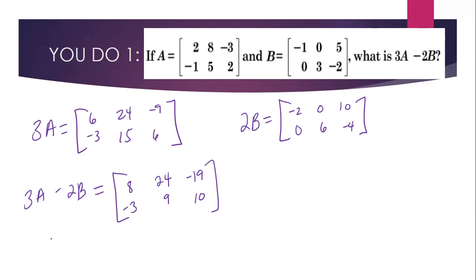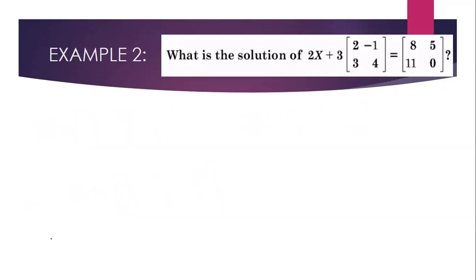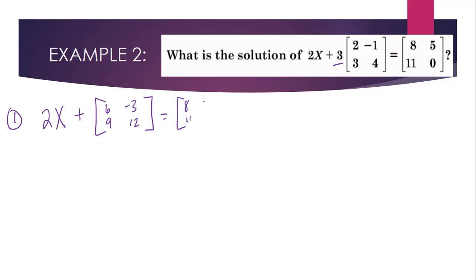Now we're going to move into solving. Solving means you're missing something, right? We're missing a whole matrix here. And so we're going to solve to figure out what the elements of that whole matrix are going to be. Just like anytime else you would solve, you want to go ahead and multiply by the scalar. So we want to multiply by 3 first. So how does multiplying by 3 transform this? It now becomes 2 matrix X plus 6, 9, -3, 12 equals 8, 11, 5, and 0.